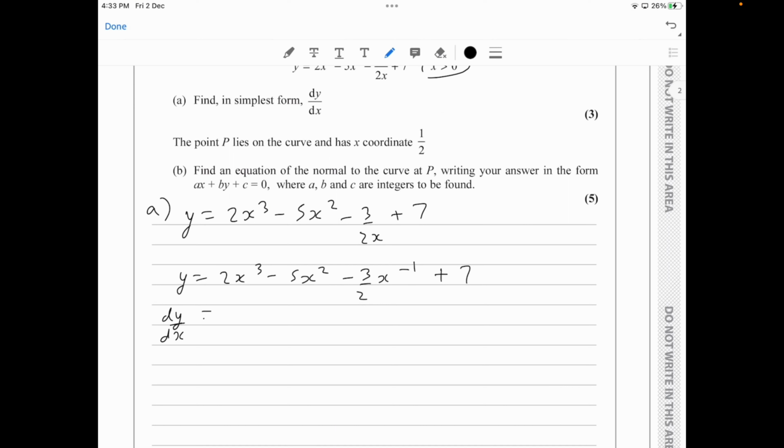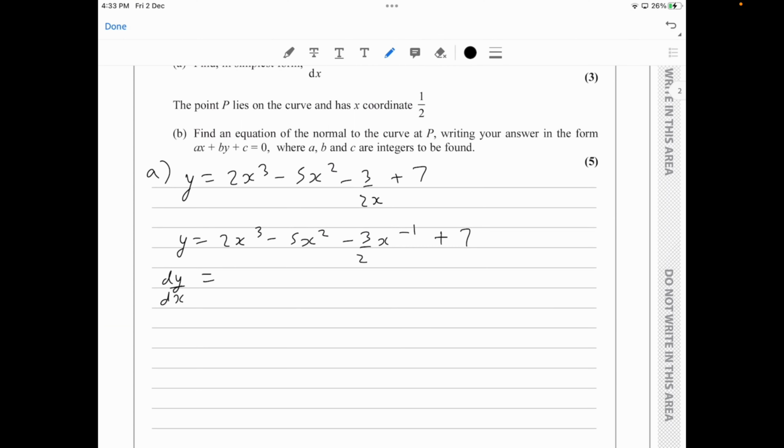Do check out the video on differentiation. I think, yeah, I made a video on that. So to differentiate it, we're going to do 2 brackets 3x raised to the power 3 minus 1. I'm just going to show you the steps so that you know how to do it. Minus 5 brackets 2x raised to the power 2 minus 1, minus 3 by 2 times negative 1 x raised to the power negative 1 minus 1. You're going to subtract that. Since this is a constant, you're just going to leave it as 0.